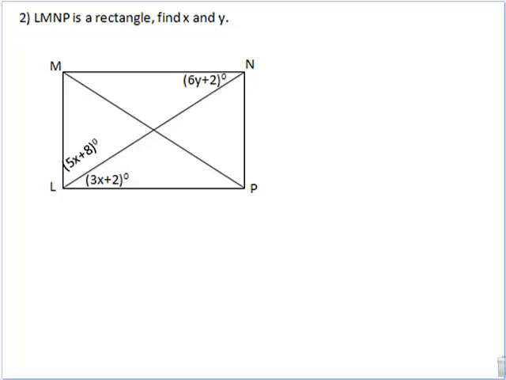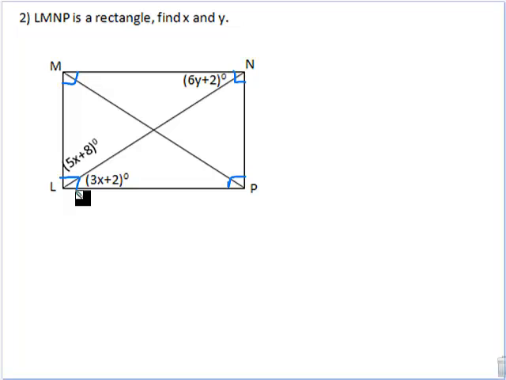LMNP is a rectangle. Find x and y. So now, on LMNP, we are given some angle measures. We are given that MNL is 6y plus 2. We are given that MLN is 5x plus 8. And we are given that NLP is 3x plus 2. So tell me some things you know about rectangles and their angles. All 4 angles are 90. Okay, so all the four angles are 90. Can you just put 5x plus 8 plus 3x plus 2 equal to 90 and then 6y plus 2 equal to 90? Close. You had the first half of that right.